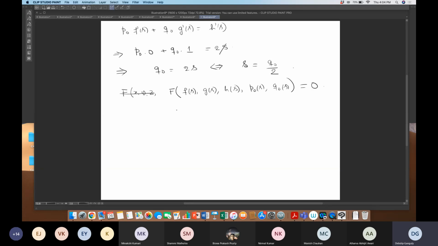What is f? So p naught into q naught minus h of s is equal to 0. So P naught into Q naught is equal to s square. And what is Q naught? Q naught is 2s. If s is not equal to 0, this implies P naught equal to s by 2.